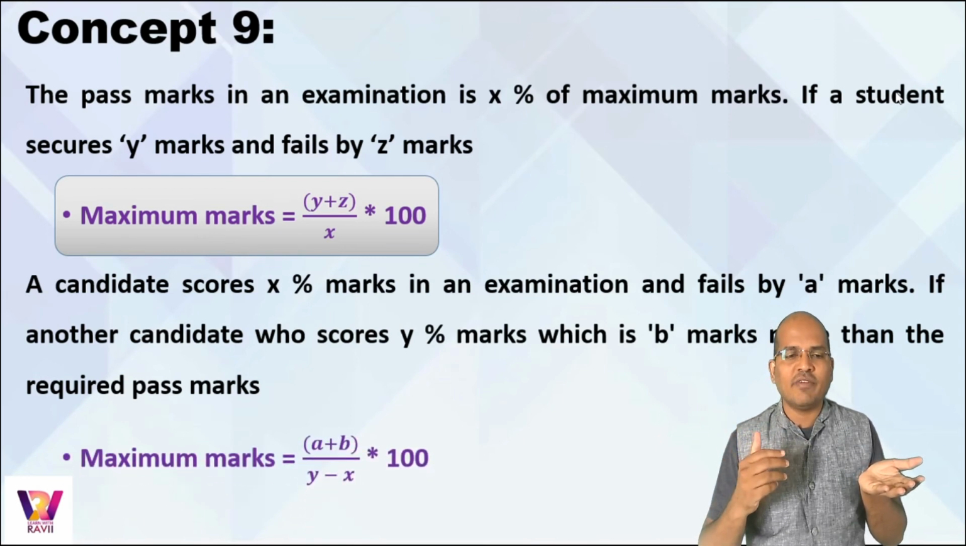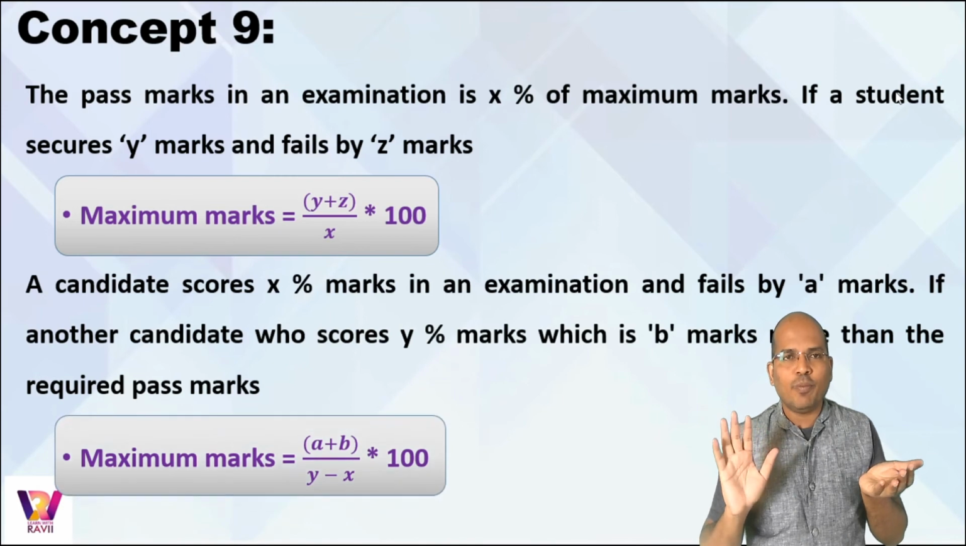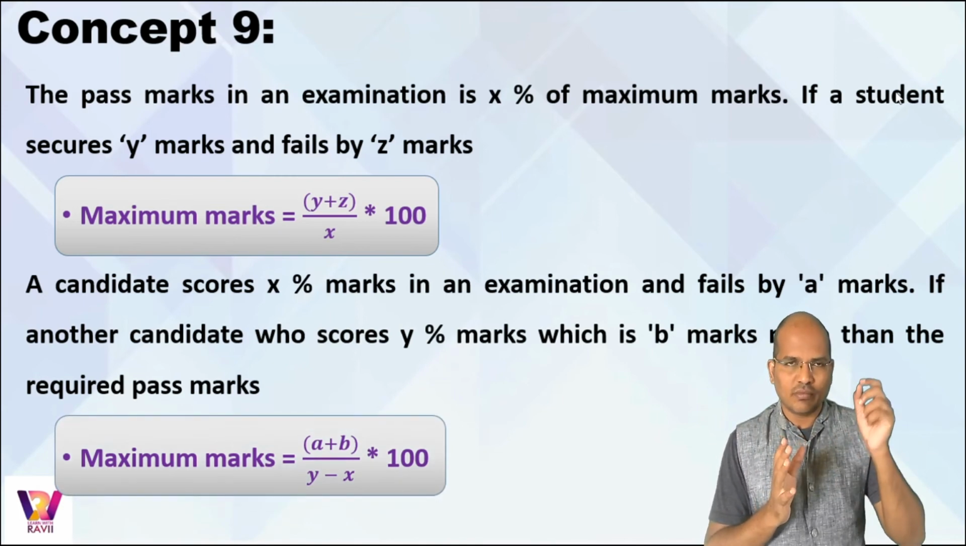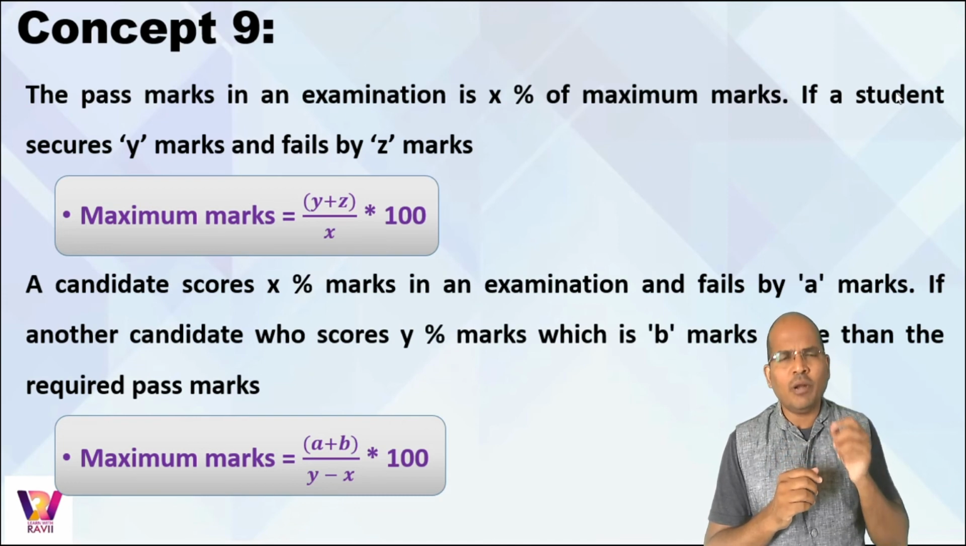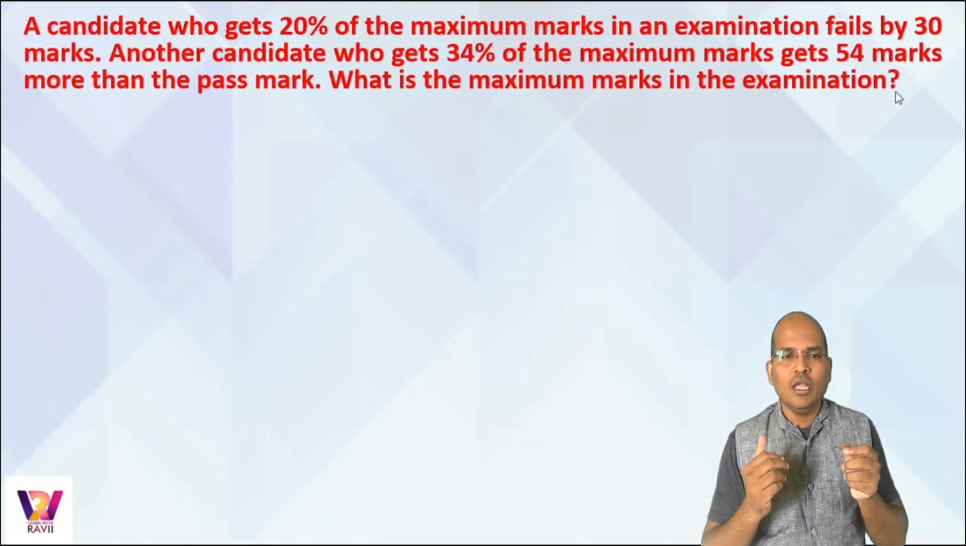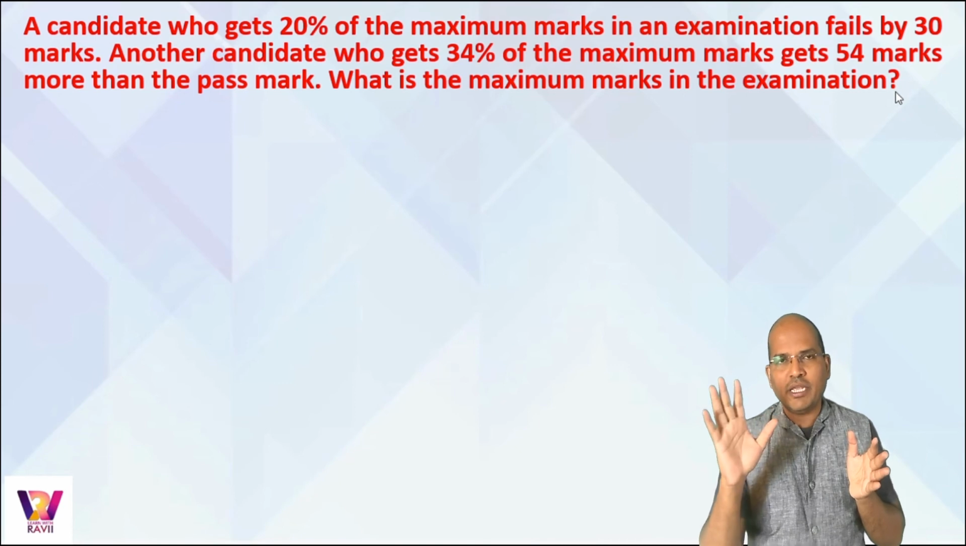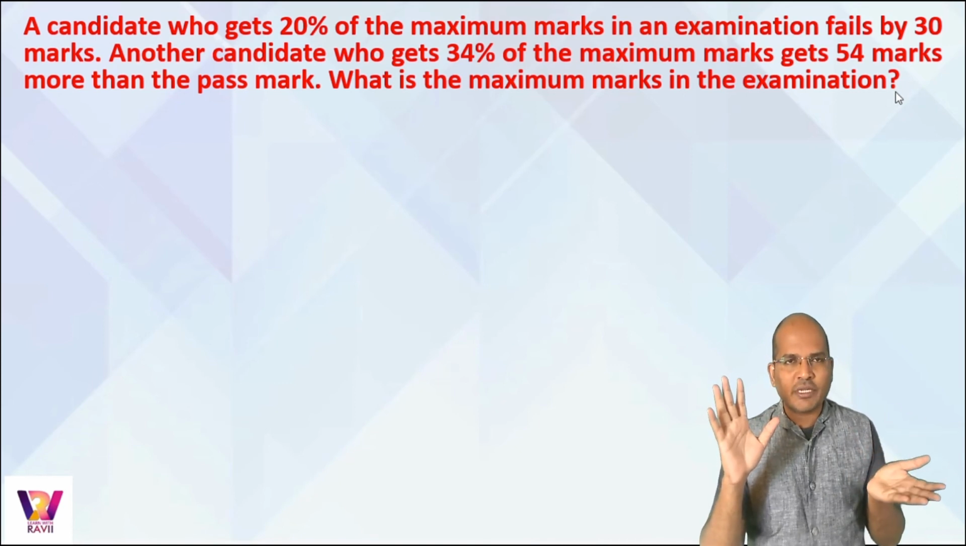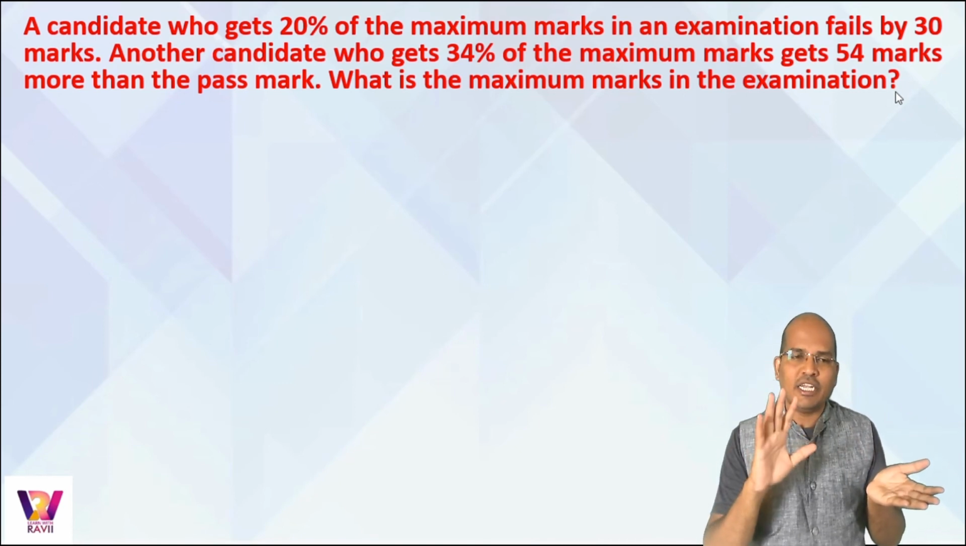The maximum marks is given by (a plus b) upon (y minus x) into 100. You can do this normally, correlate them, get the output, but I gave you the direct formula. So let us see a small example of this part. A candidate who gets 20% of the maximum marks in an examination fails by 30 marks. So the pass marks is P. If this fellow scores 20%, he is less by 30 marks.